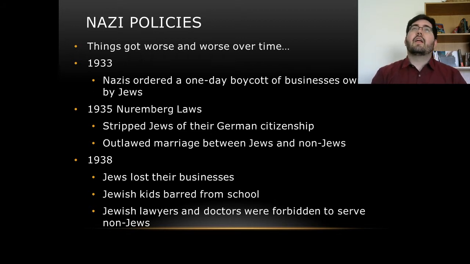This is where a lot of Jewish people started to take this threat seriously. A lot of them escaped to places like the United States, but some didn't think it was going to get as bad as it ended up. A lot of people just didn't take Hitler seriously at his word when he said he was going to do all these things. In 1938, a lot of Jews lost their businesses. Jewish kids were barred from going to school, and Jewish lawyers and doctors were forbidden to serve non-Jews.